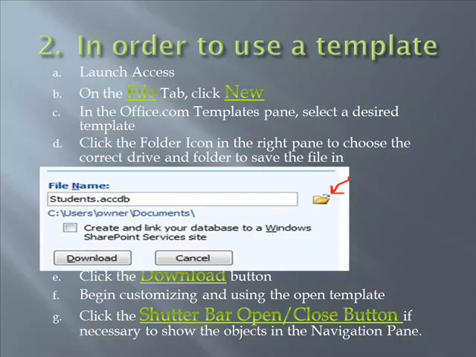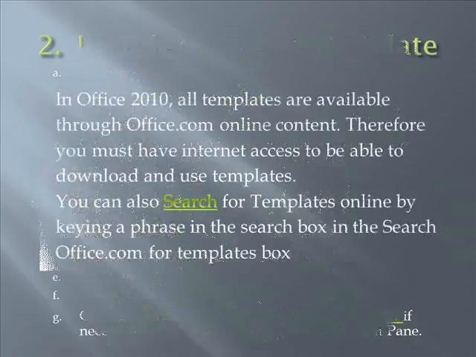In order to use a template, you launch Access. On the File tab, you click New. And in the Office.com Templates pane, you select a desired template. Click the folder icon in the right pane to choose the correct drive and folder to save the file in. And then you click Download. And then you can begin customizing and using the open template. You can click the shutter bar open and close button if necessary to show the objects in the navigation pane that you can work with within the template.